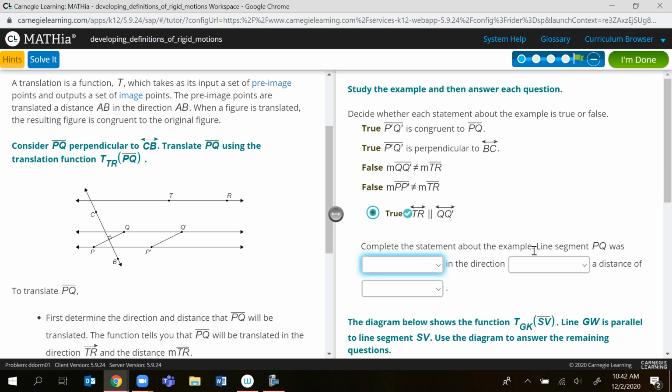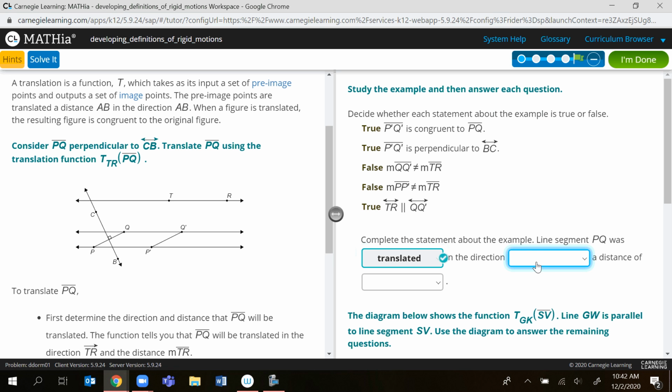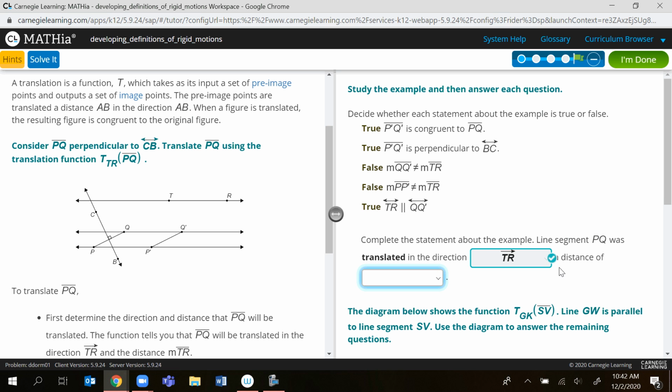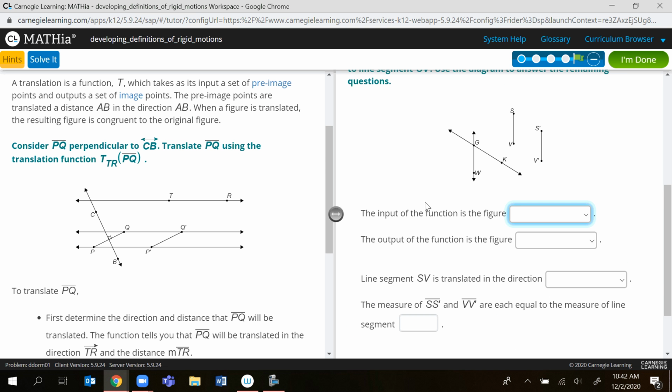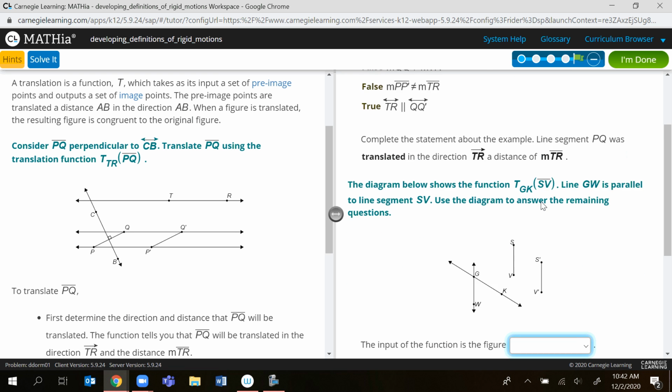Complete the statement about the example. Line PQ was rotated, dilated, translated, or reflected. It was translated in the direction of TR, that's the one that we used this whole time, in the distance of TR. As long as we were reading, we made sure that we had all of that information.